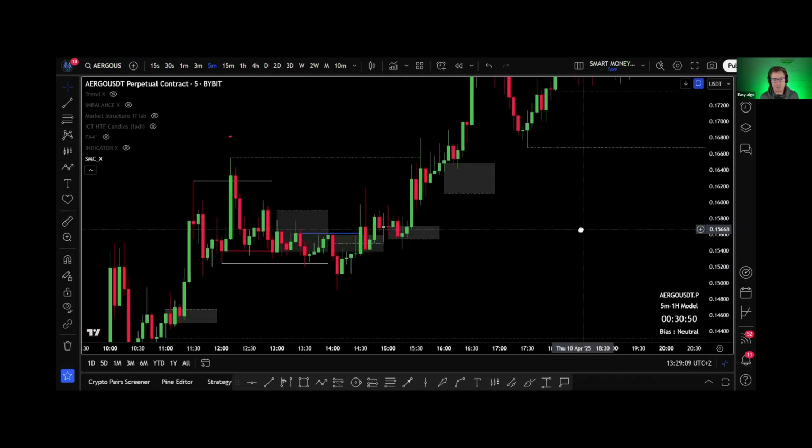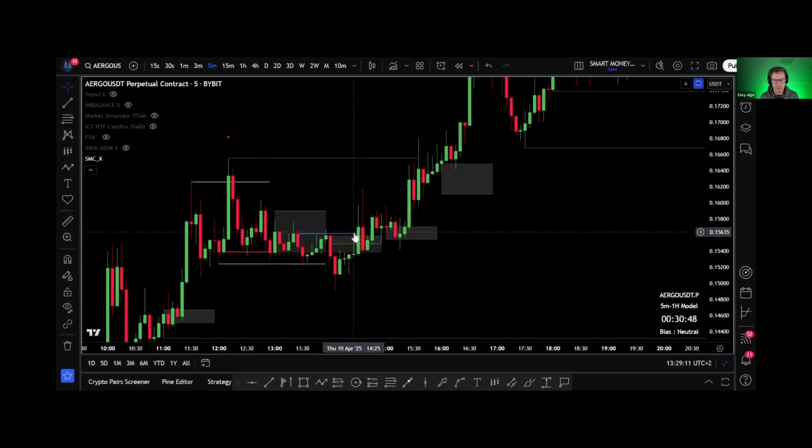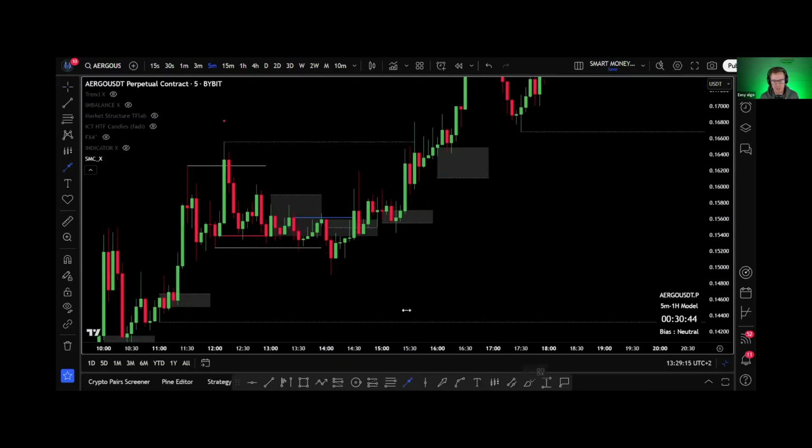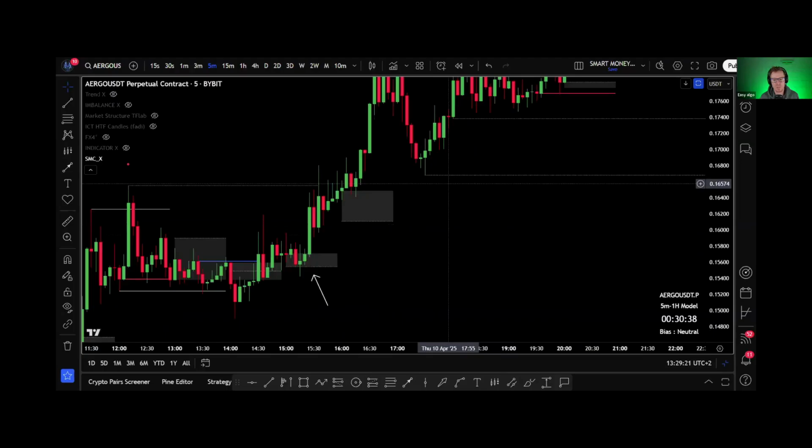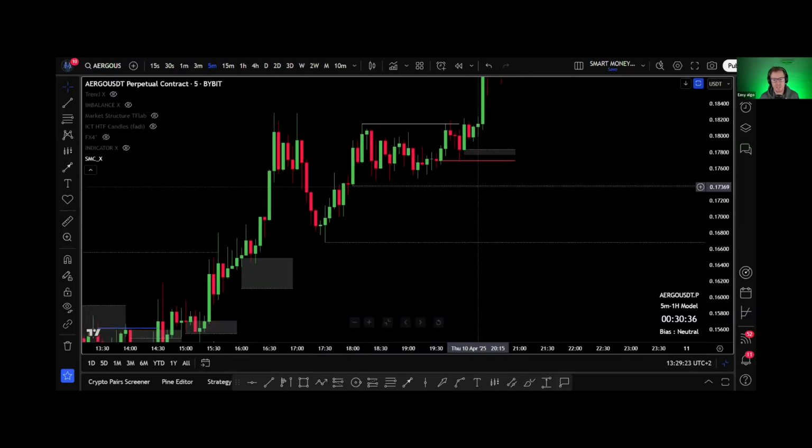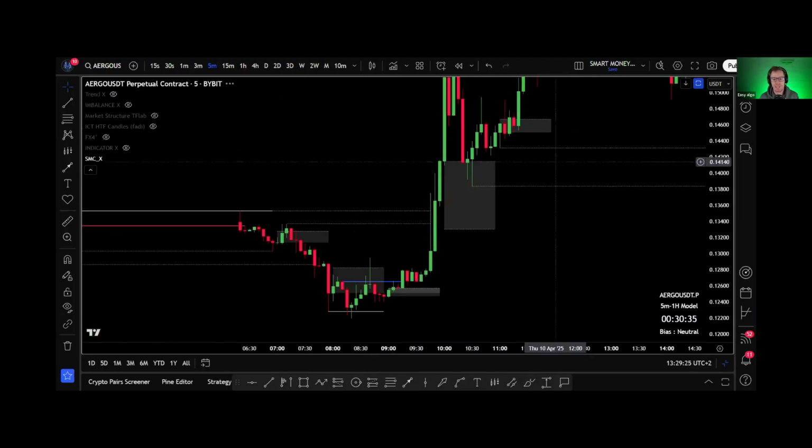This would have actually been a good setup. So we got the sweep, we got the CISD. When price broke the CISD, it came to retest. And then look over here, price is able to hold the equilibrium box, 50% reject into it. Next one, it holds the box, and then it takes off. So it can keep you on track. They're really great to have.